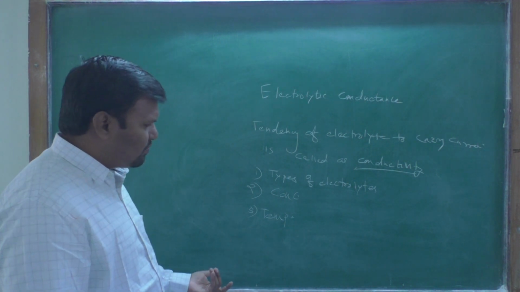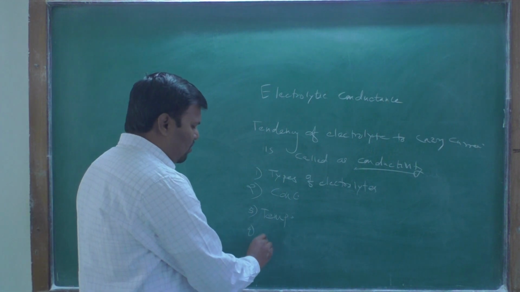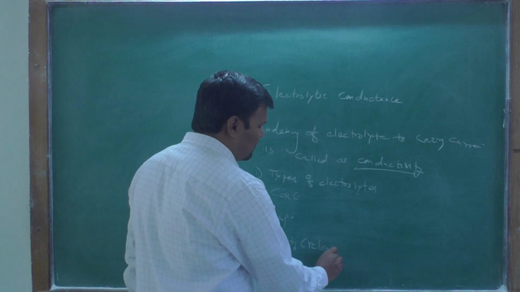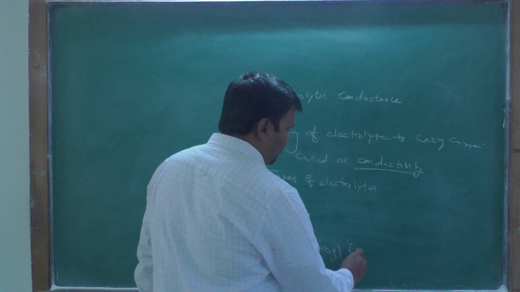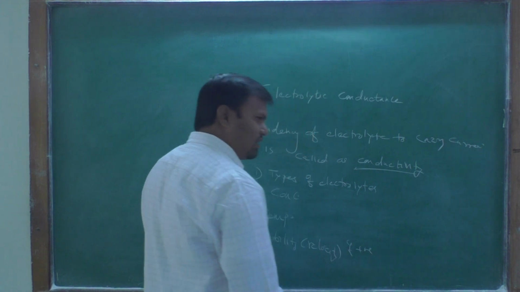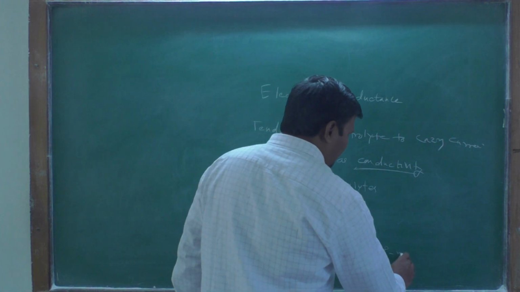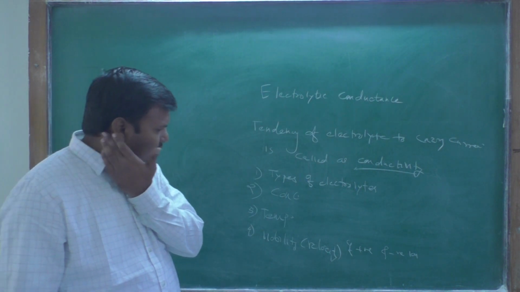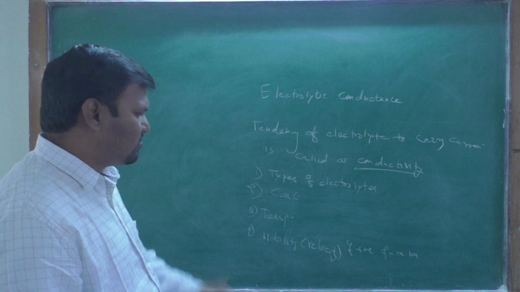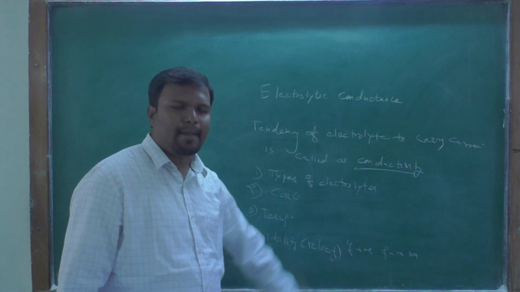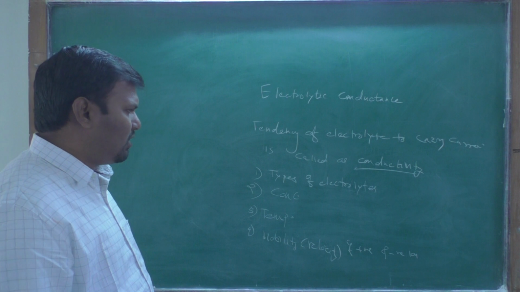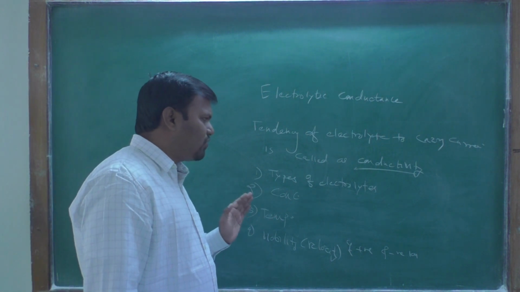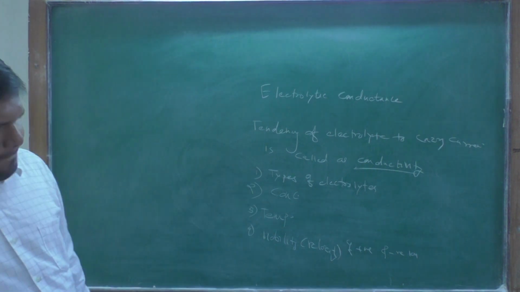The next point is that it also depends upon mobility, that is velocity. Velocity means the speed of the ions. It depends upon the mobility of positive ions, that is cations, and it also depends upon the negative ions, the anions. Like that, these 4 points are responsible for carrying the current.